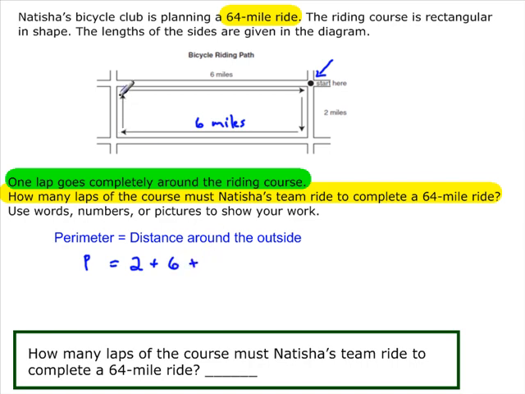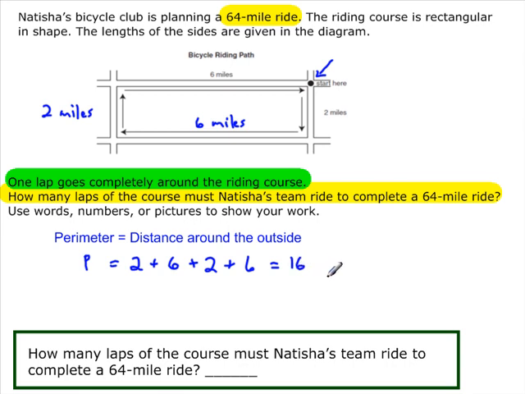And then turn right. And this length isn't given, but since this is a rectangle, this side is the same length as this side. So this side is also 2 miles, because the opposite sides of a rectangle are always the same length. So that's another 2 miles. Plus, finally, coming down the home stretch of a lap, you go the remaining 6 miles to get back to the start. So that's 16 miles around the outside.